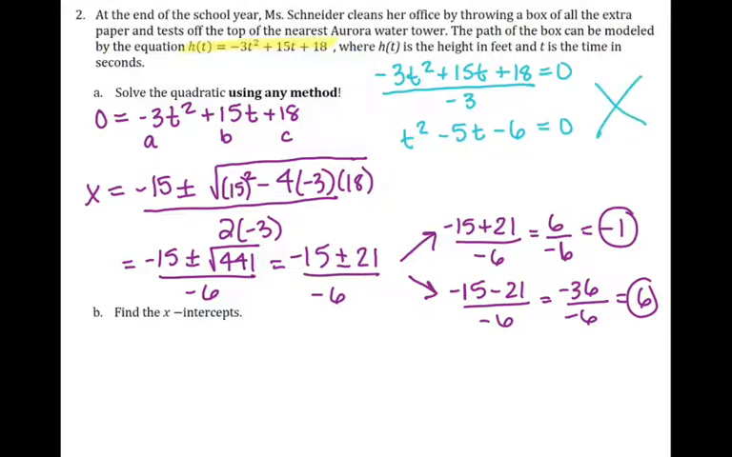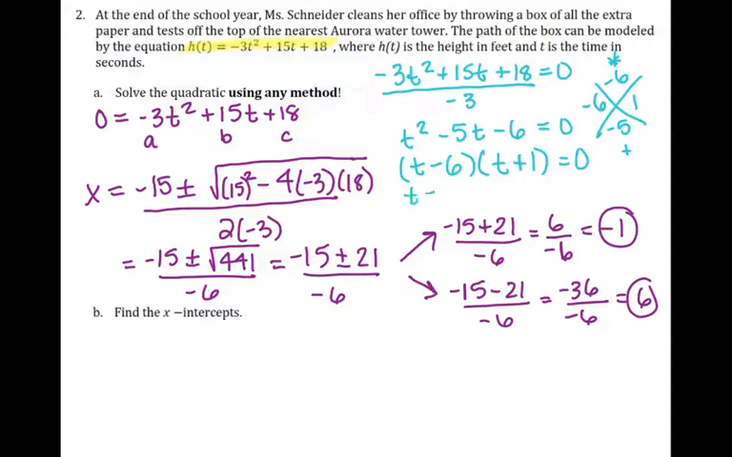Now I'm trying to find two numbers that multiply to negative 6 and add to negative 5. So multiplies to negative 6, adds to negative 5. That is negative 6 and positive 1. Those two values are going to go in your parentheses. So I have t minus 6 and t plus 1 equals 0.